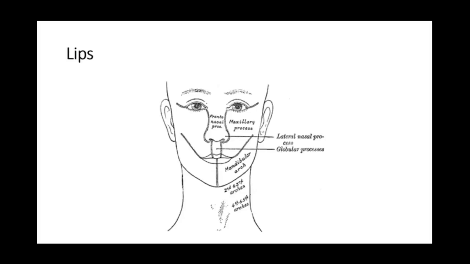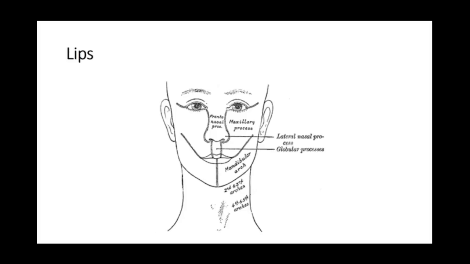In the center, the two medial nasal prominences fuse along with this maxillary process, and they form this central portion, that is what we call your globular process, which is ultimately going to give rise to your philtrum. And then these two portions, this is your mandibular arch, which is going to give rise to your mandible and your lower lip.